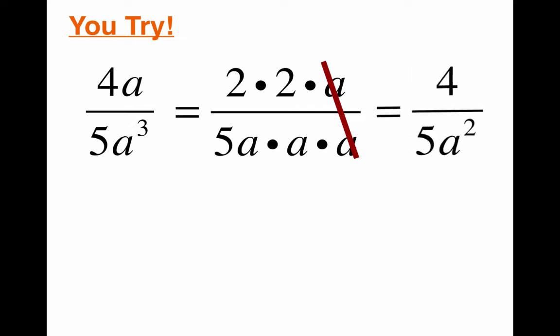So I'm going to turn it back into a 4, and I'm going to keep on bottom a 5a squared because there's a times a. That's our simplified answer, 4 over 5a squared. How'd you do? Do you get the same thing as me? Any mistakes made? You should learn from those.